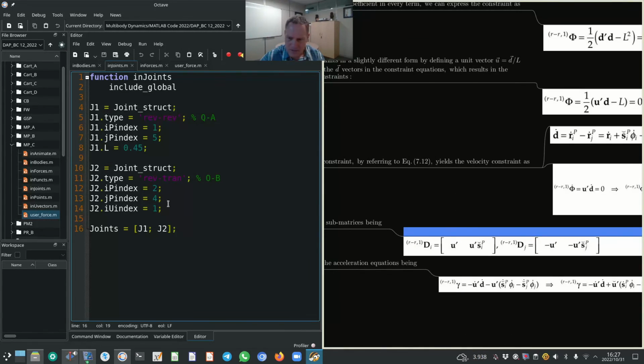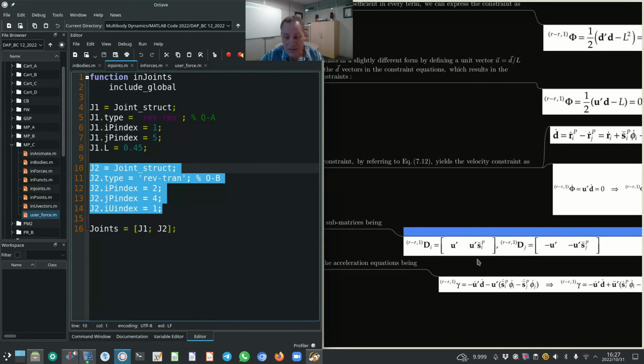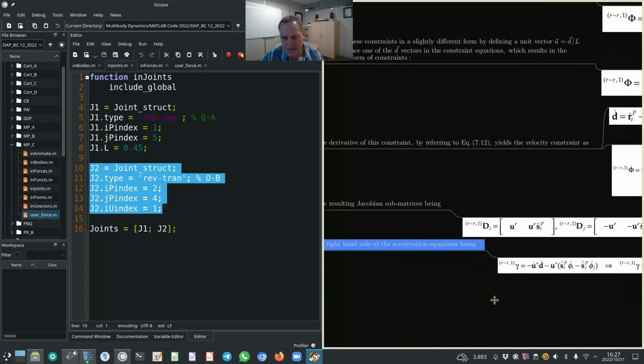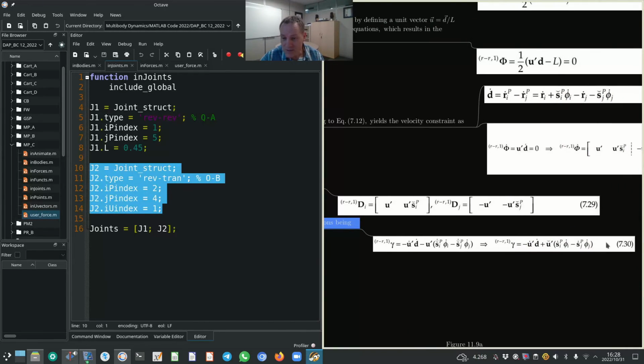So plus then obviously this unit vector on body I. So everything we need for the Jacobian submatrices is specified in the input file. Let's quickly look at the right hand side of the acceleration equations. Prof. Nikravesh gives those terms in equation 7.30.